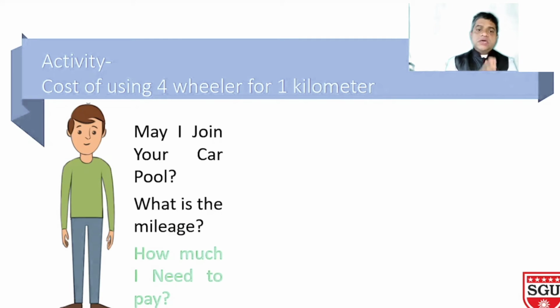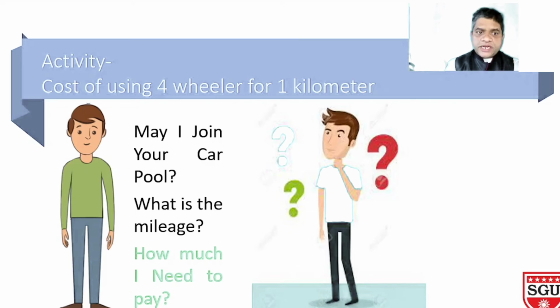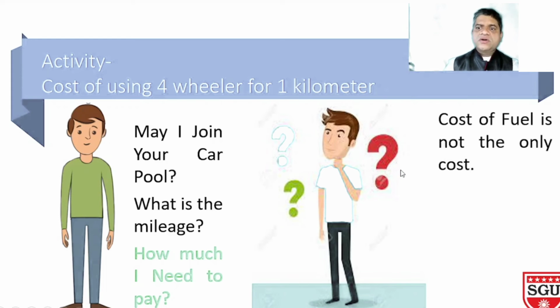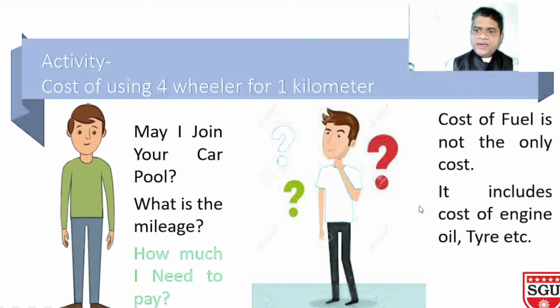So many times the cost of using a particular vehicle is related to the fuel consumption, because it is a type of incurred cost. But there are various notional elements we need to add to this. So the friend who is ready to join him, what is he thinking? Why is he paying only for the mileage? Because there are many other costs also involved in it. It is not only the cost of the fuel, but various costs such as engine oil, tire, and so on. For simplicity, we have taken only two elements.